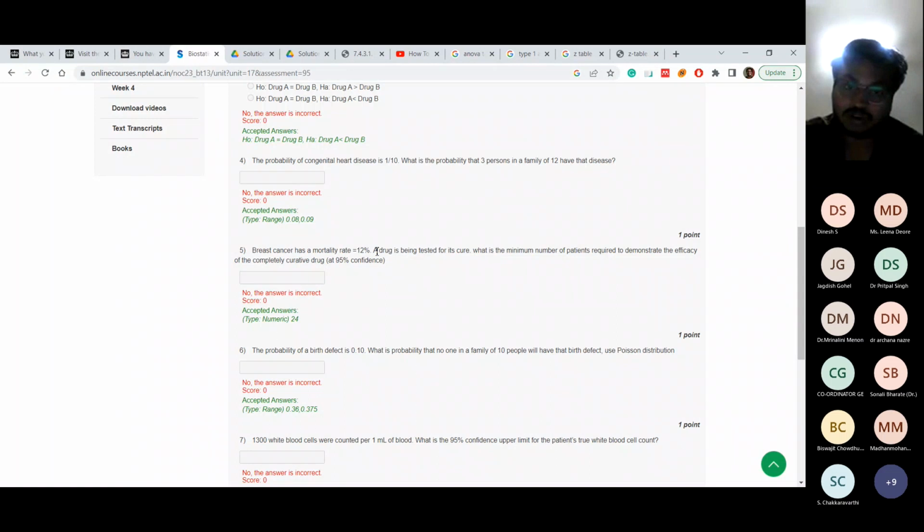Every time you get a question like this, where you are asked the number of patients or the number of samples, and you get a point value which you are expected to round off, never round it down. It should always be rounded up.